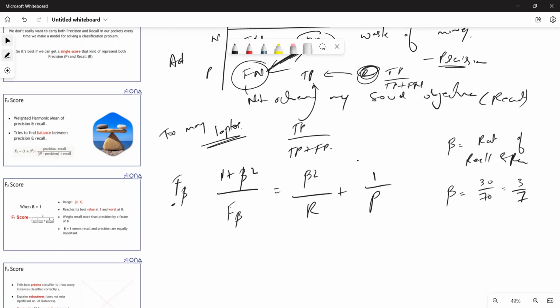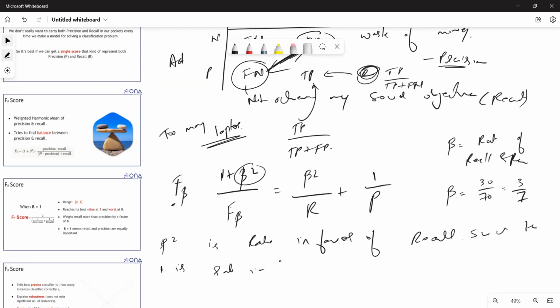Now, beta score in favor of recall. Now beta square, this is the word beta. The beta square is the rate in favor of recall, such that 1 is the rate in favor of precision.